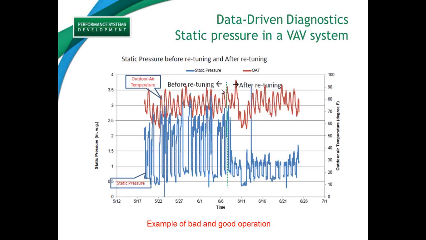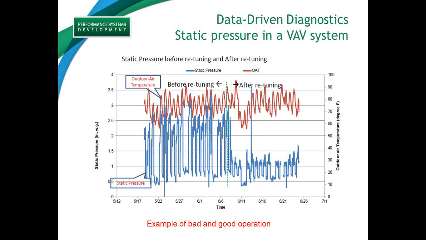But the red line here is the outside temperature, just dry bulb outside temperature, nothing fancy, somewhere between 70 and 90 degrees, daytime, nighttime, over the course of about 8 weeks. The blue lines are your static pressure in your VAV system. And the green line here is before retuning and after retuning. And so what we have going on here is the static pressure is jumping way up to 2-3 inches of water column. And that's really high for a system.